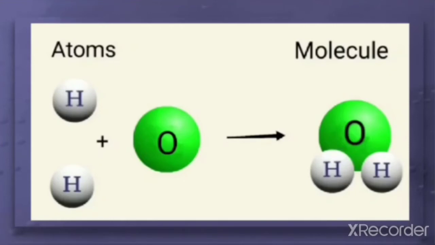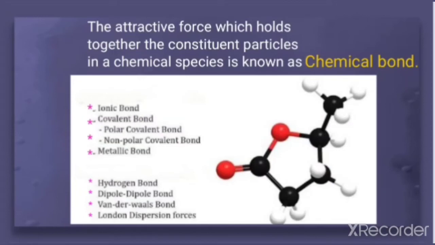As the atoms are combining here to form a molecule, there should be a force of interaction between the atoms that is actually holding the atoms in a molecule. That force is nothing but called a chemical bond. So let us define chemical bond. The attractive force which holds together the constituent particles in a chemical species is known as a chemical bond.